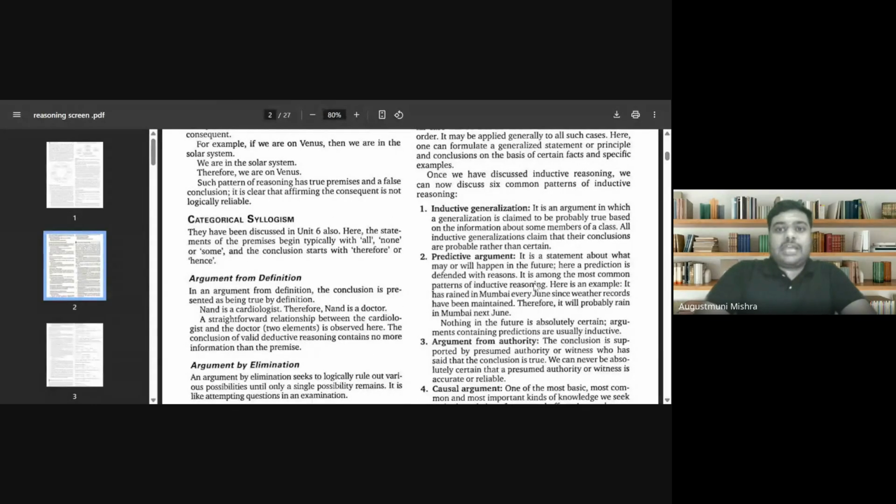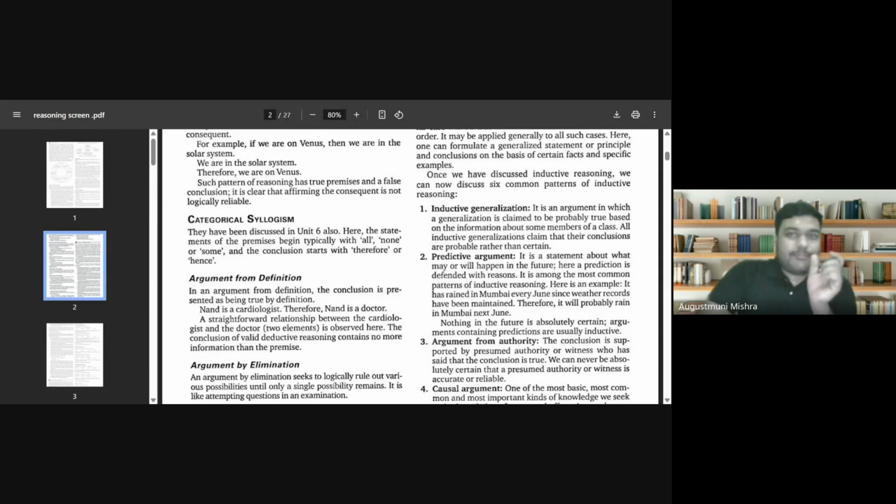Now here are the 6 common patterns of inductive reasoning. I'm just briefing the points. Inductive generalization: it is an argument in which a generalization is claimed to be probably true based on information about some members of a class. All inductive generalizations claim that their conclusions are probable rather than certain.